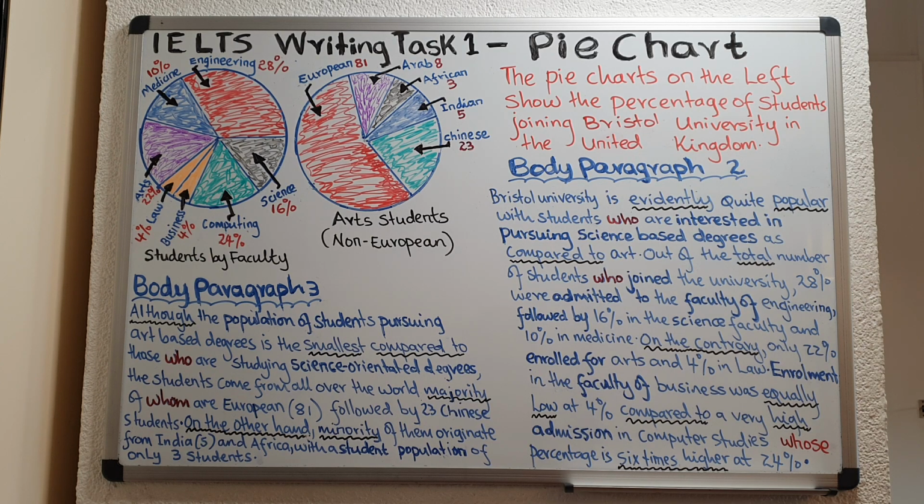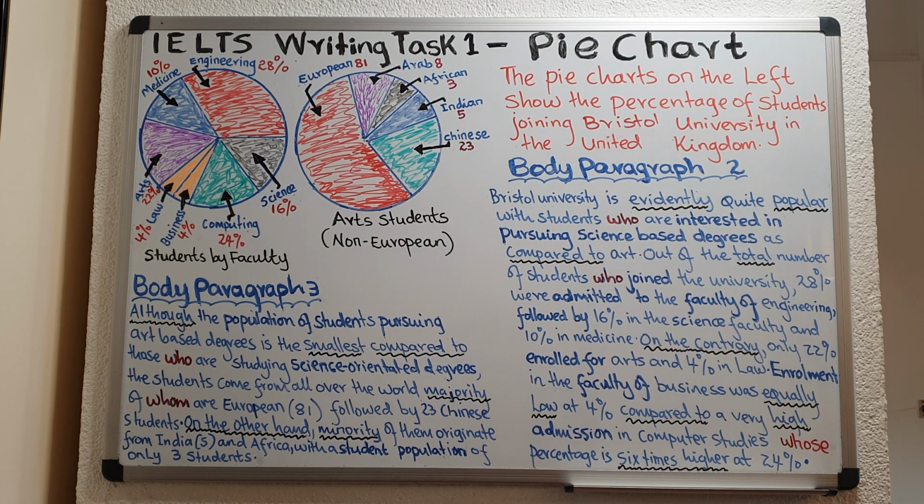Now, the other thing that is important, ensure that you use all the figures, all the numbers to support your claims. Support your claims. You can put the numbers in brackets or you can just write next to it. For example, you can see I talked about European, and then I put into brackets 81, from India, and then I put 5 into brackets. Or you can simply say followed by 23 Chinese students.